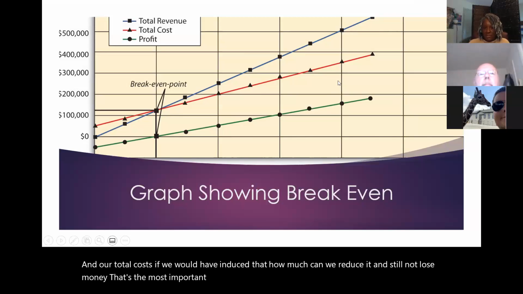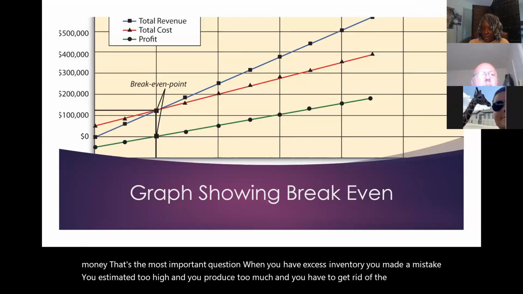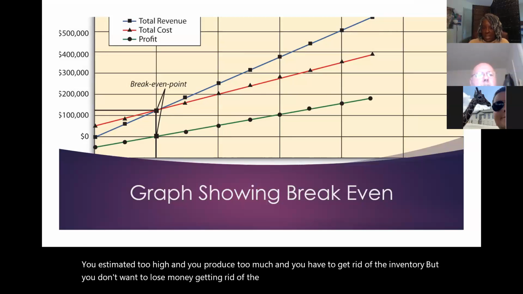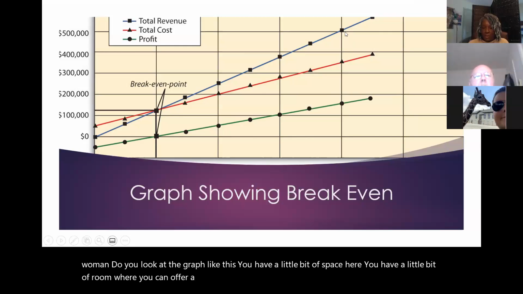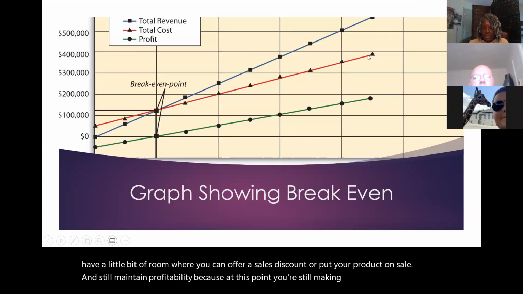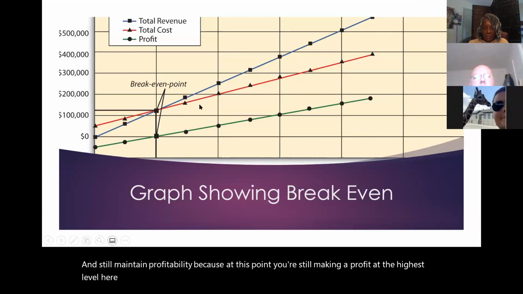When you have excess inventory, you made a mistake, you estimated too high and you produced too much, and you have to get rid of the inventory, but you don't want to lose money getting rid of the inventory, how much flexibility do you have? And when you look at the graph like this, you have a little bit of space here. You have a little bit of room where you can offer a sales discount or put your product on sale and still maintain profitability. Because at this point, you're still making a profit at the highest level here. And it gets a little bit lower to the point where it actually intersects with your costs. So there's a good amount of room here.